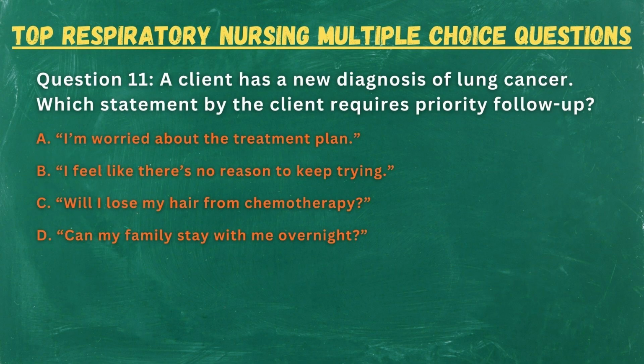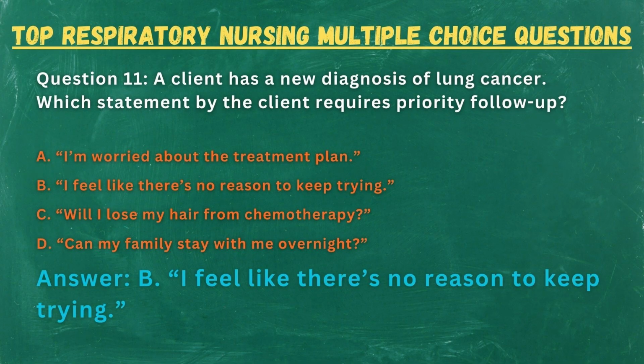Question 11. A client has a new diagnosis of lung cancer. Which statement by the client requires priority follow-up? A. I'm worried about the treatment plan. B. I feel like there's no reason to keep trying. C. Will I lose my hair from chemotherapy? D. Can my family stay with me overnight? Answer. B. I feel like there's no reason to keep trying.